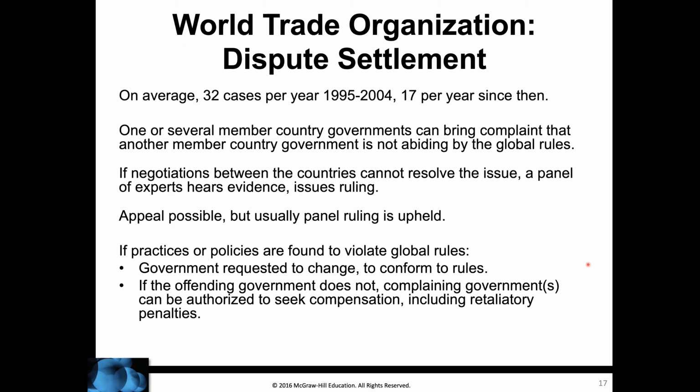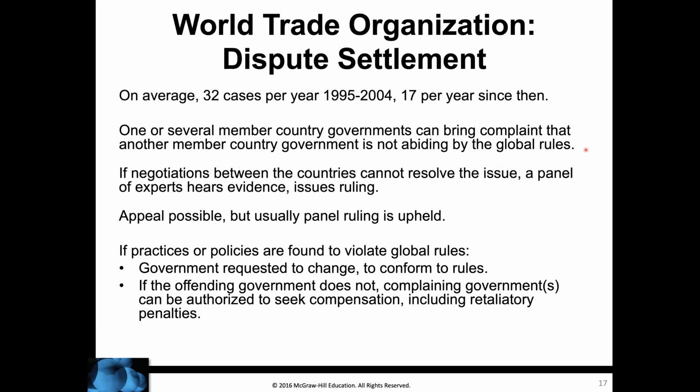Finally, the World Trade Organization has dealt with a lot of dispute settlement among nations. On average, from 1995 to 2004, there were 32 cases per year. And since 2004, we've averaged around 17 per year. One or several member country governments can bring a complaint that another member country government is not abiding by the global rules. And so again, we had 161 nations that are members of the WTO.